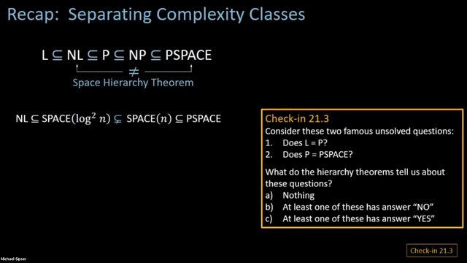Okay, 1, 2, 3. Feel like I'm running an auction house here. I should have a gavel.